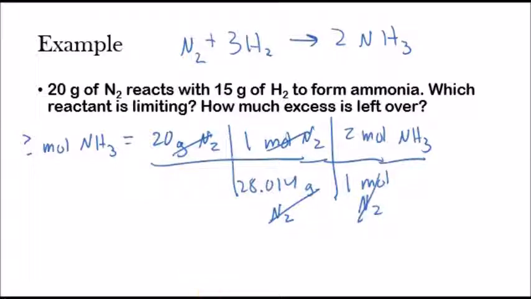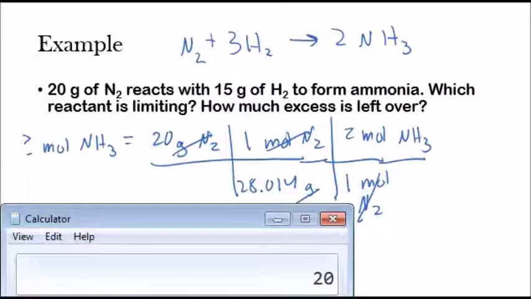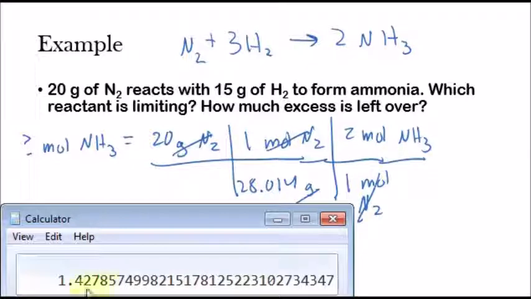From there, let's go ahead and do the math. So 20 times 1 times 2 divided by 28.014 times 1. I don't want to round this down to just 1. Let's say that the 0 is also significant, even though technically it's not, just because we're going to run into problems if you just round this to 1. So let's just take the answer as 1.4.